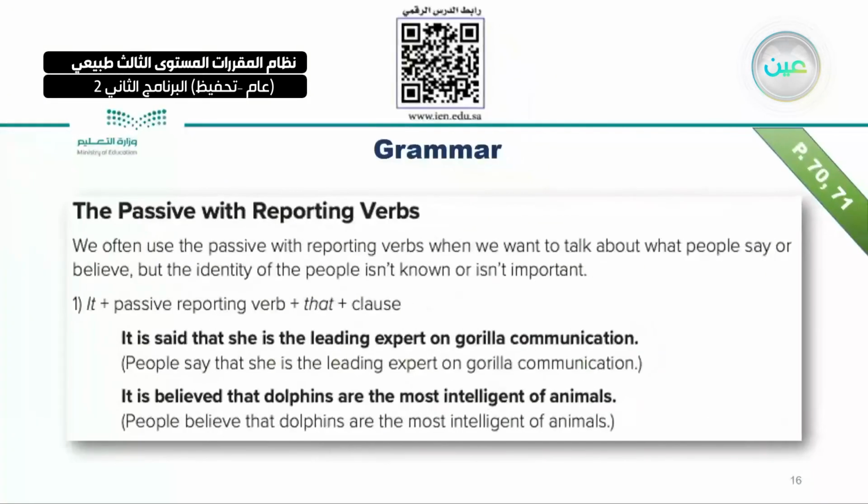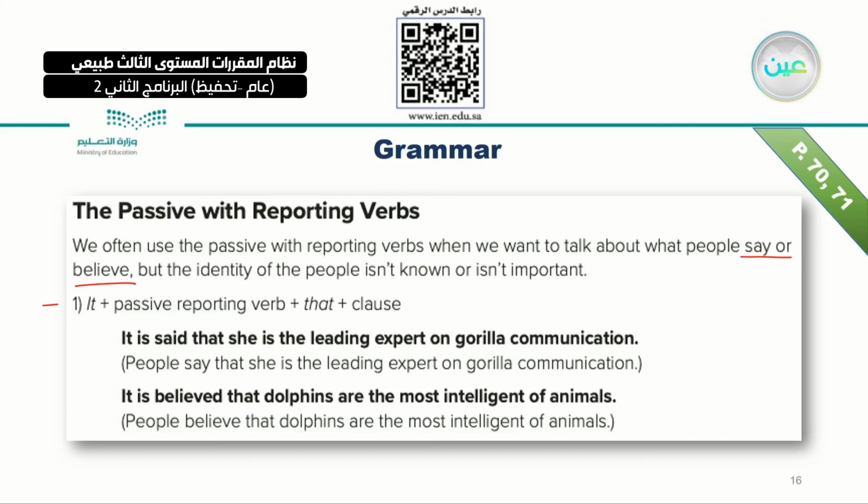We will move now to the passive with reporting verbs. Of course, we often use the passive with reporting verbs when we want to talk about what people say or think, or believe sometimes, but the identity of the people isn't known or isn't important.